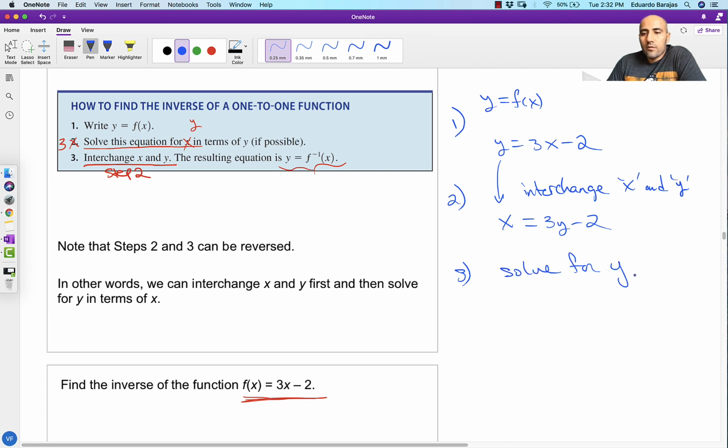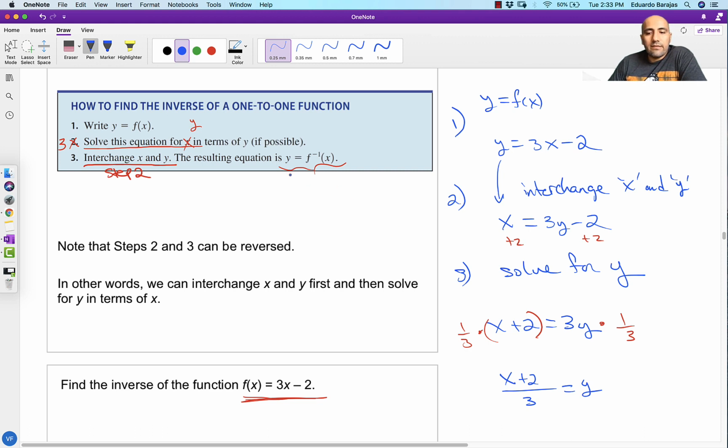Solve for y. That's pretty easy, right? All we have to do is add 2 to this side, add 2 to that side. I'll end up with x plus 2 equals 3y. And next I want to multiply both sides by 1/3 or divide by 3, same thing. So 1/3 times all of it, not just the first term, all of it, which is the same thing as dividing the whole thing by 3. So we end up with x plus 2 divided by 3 equals y.